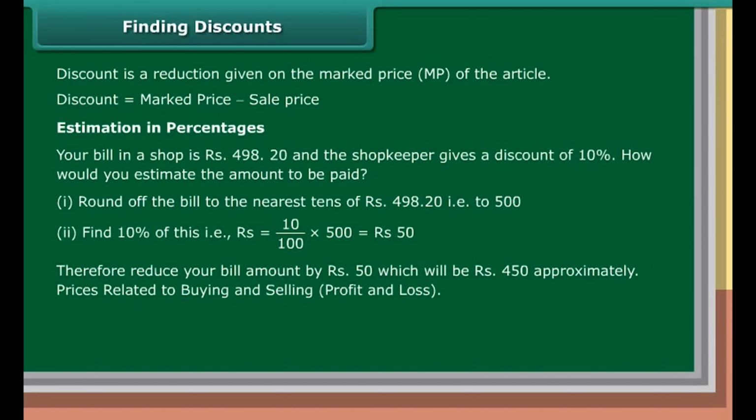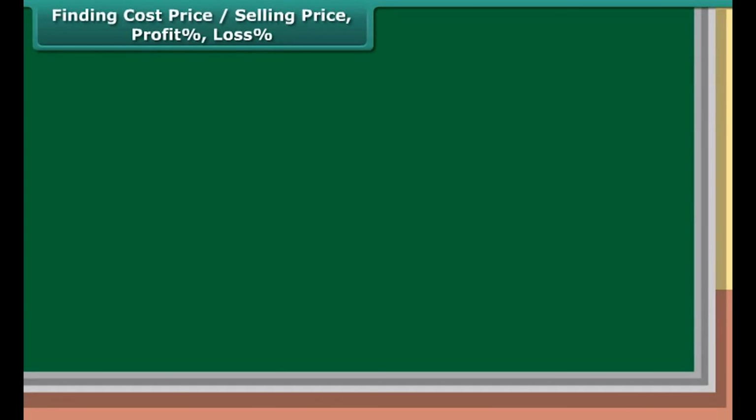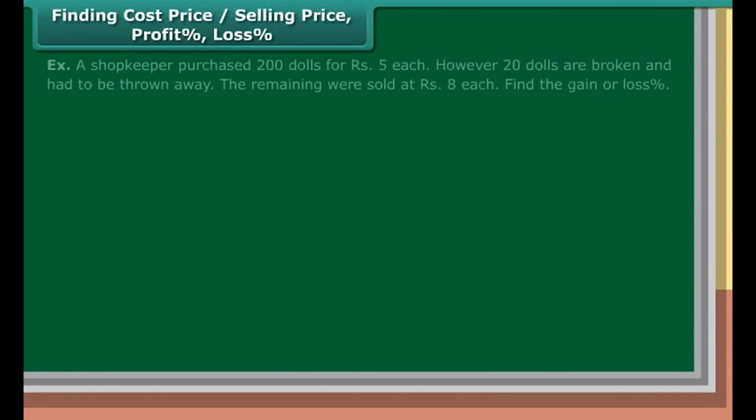Price related to buying and selling, profit and loss. I will spend rupees 3 on pen and rupees 2 on paper. So my expenditure is rupees 5. This gives me a profit of rupees 3, which is 3 upon 10 into 100, equal to 30%. Finding cost price, selling price, profit in percentage, loss in percentage.